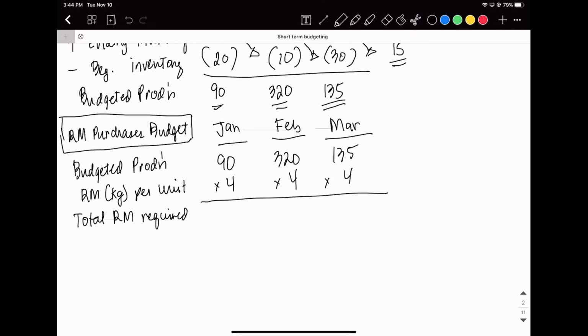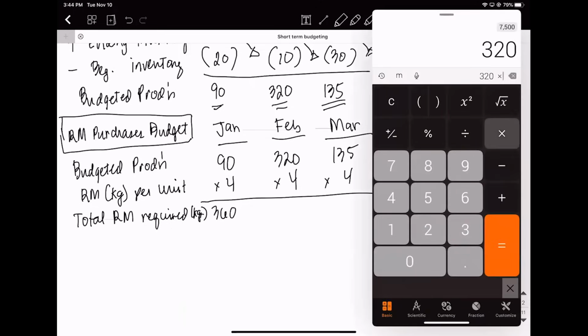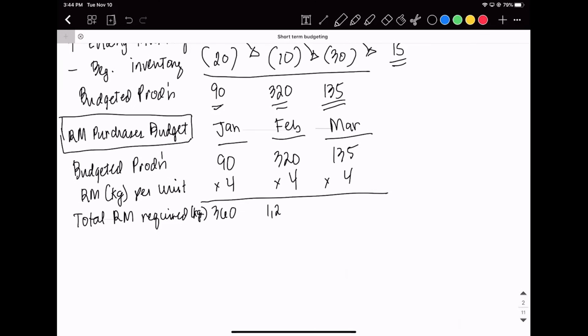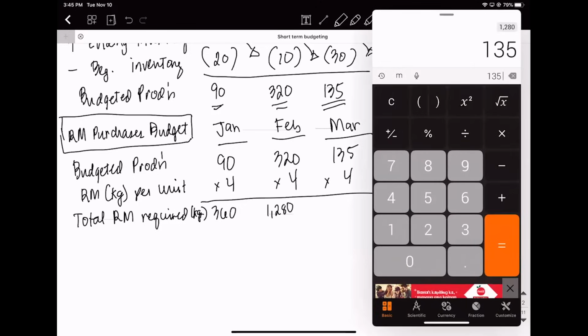Okay, so total raw material required, 90 times 4, this is 360 kilograms. So in kilograms yan. 320 times 4, this is 1,280. And then 135 times 4, okay, so we have 540.